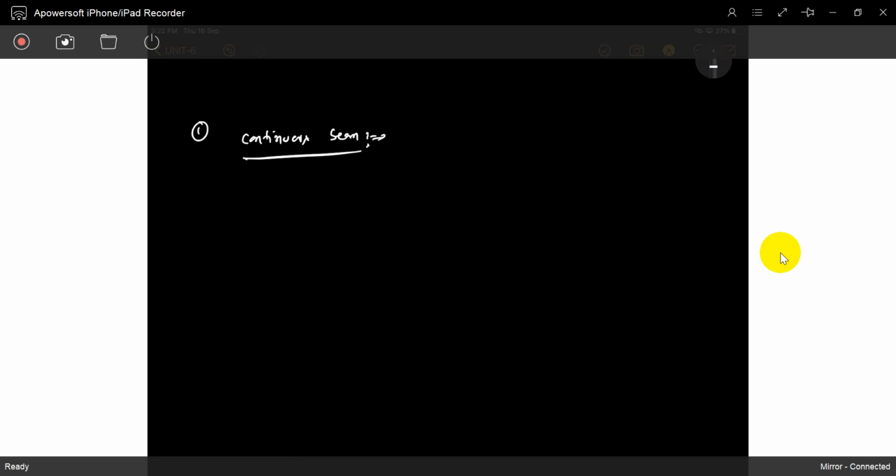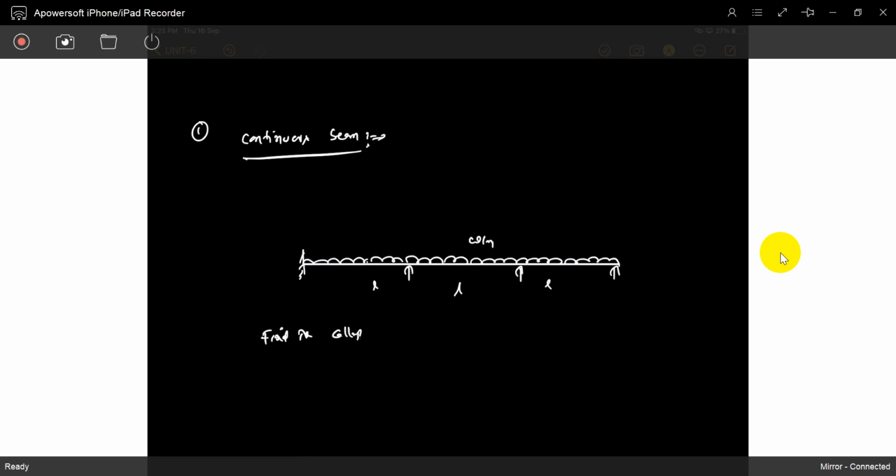Take this as a continuous beam. Hinges are there. Some uniformly distributed load W is acting, and the length is L. Take care of L. Find the collapse load.